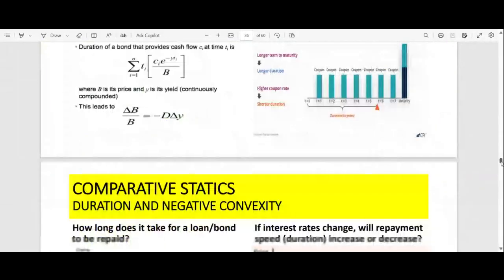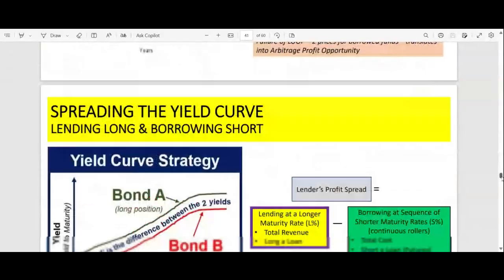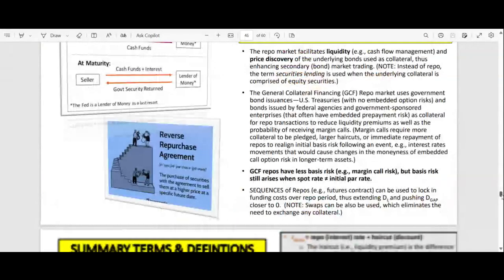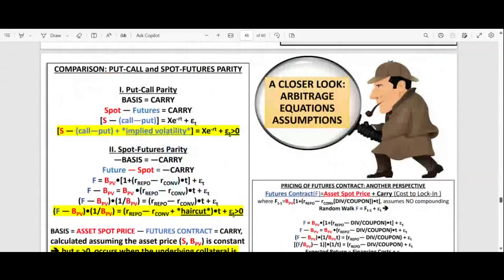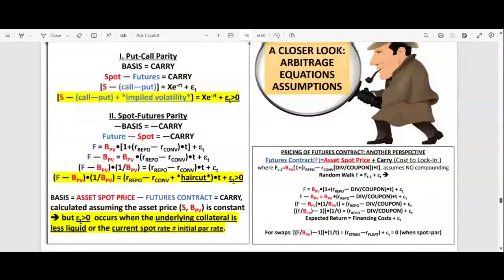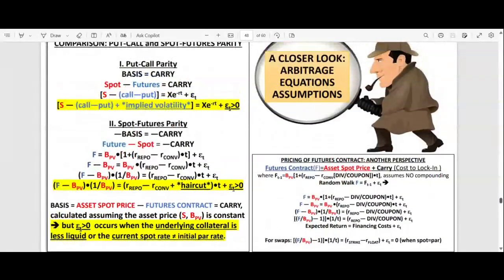When the basis is no longer zero, that's when the economist jumps in. And I think about it, having the detective is a good analogy, because now we're going to try to back out. We're going to try to investigate and figure out, why didn't the put call parity hold? Or why didn't the spot futures parity hold? What underlying assumption prevented us from arbitraging the way the arbitrage equations said the world should work? That's what we do as economists. All right.